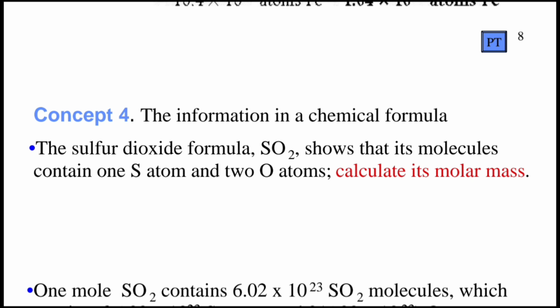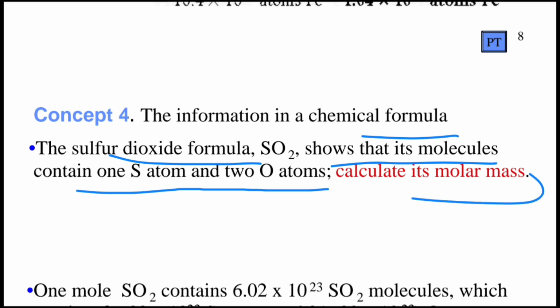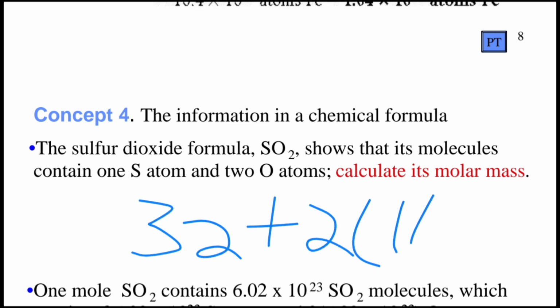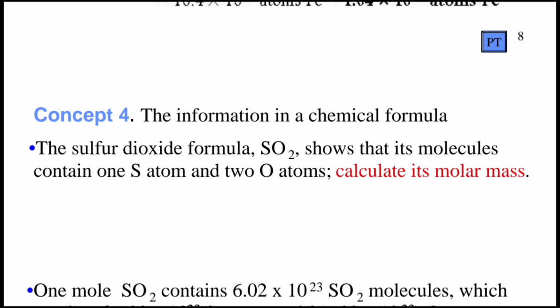Concept 4: the information in a chemical formula. Sulfur dioxide, SO2, shows its molecules contain 1 sulfur atom and 2 oxygen atoms. Calculate its molar mass. We know sulfur is 32 grams per mole and 1 oxygen is 16, so we multiply it by 2, and we get 64 grams per mole. That is the molar mass of SO2.